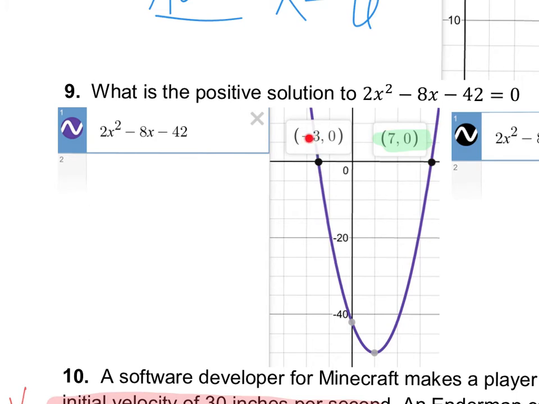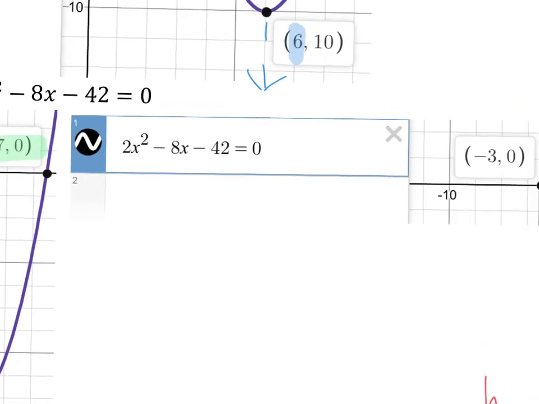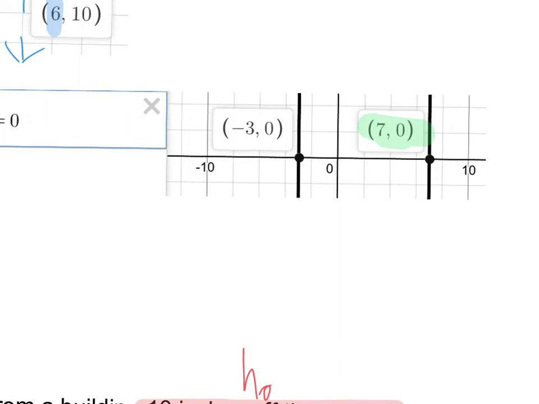So -3 would be the negative solution, and 7 would be the positive solution, which is the one I'm looking for. Again, if you type it in all on one line with the equals 0, you'll get these vertical lines where your solutions are going to be.